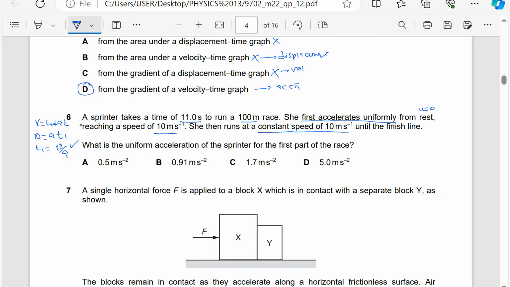Let's first find the distance she travels while accelerating. I'll use s equals ut plus a half at squared. Remember, initial velocity was 0. I'm looking at a situation where she accelerates uniformly, so the distance she moves while accelerating is s1, equal to a half times the acceleration a times t1 squared. Remember, t1 was 10 over a. So s1 is equal to a half a t1 squared.